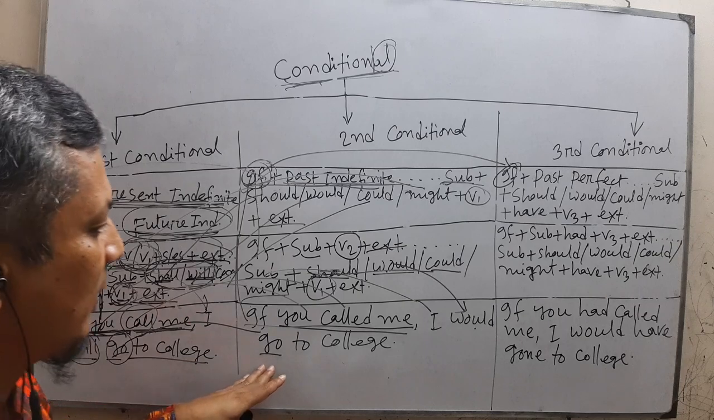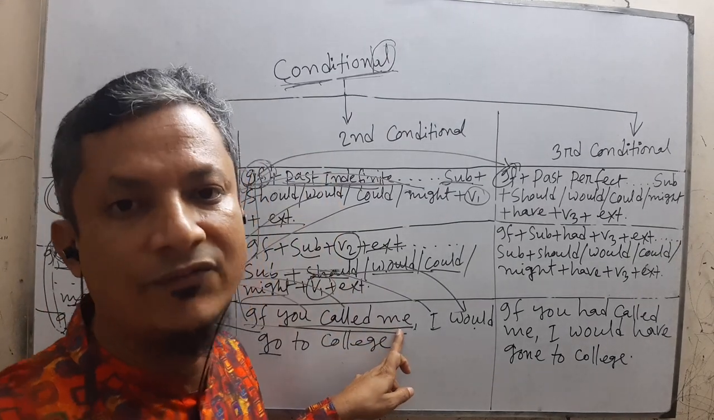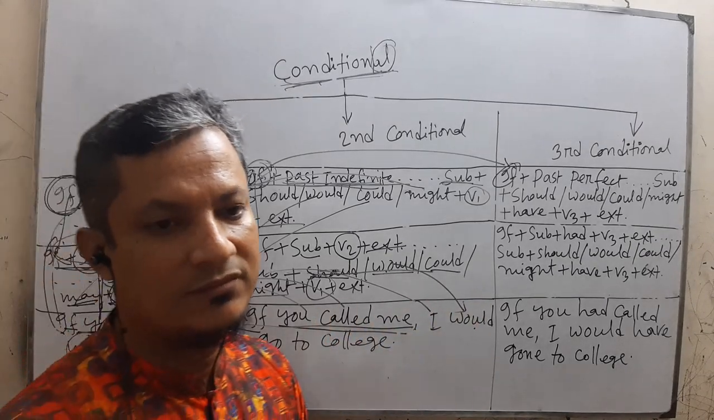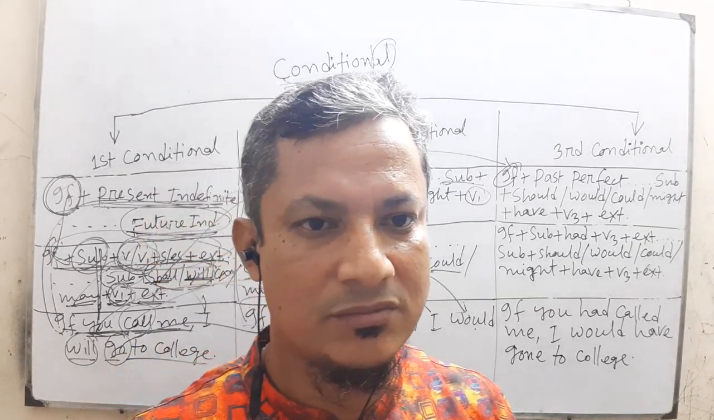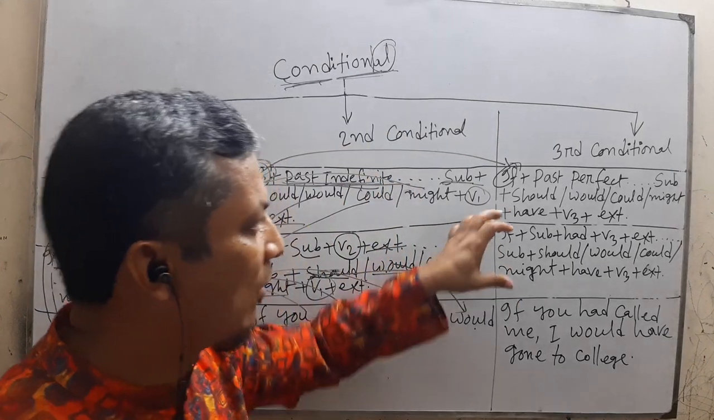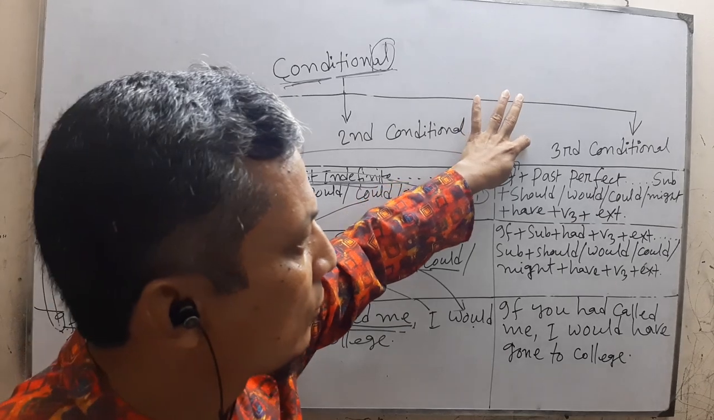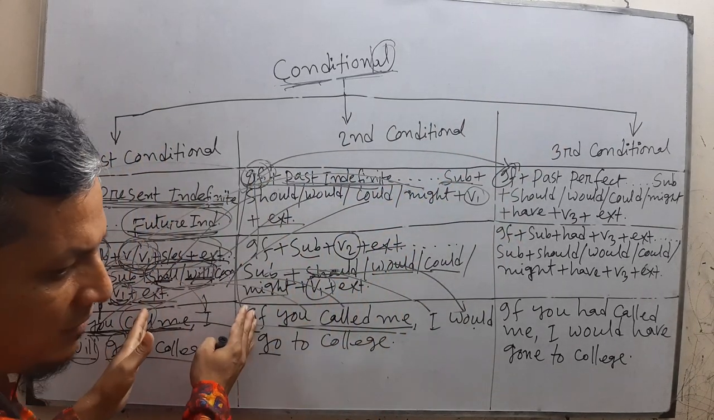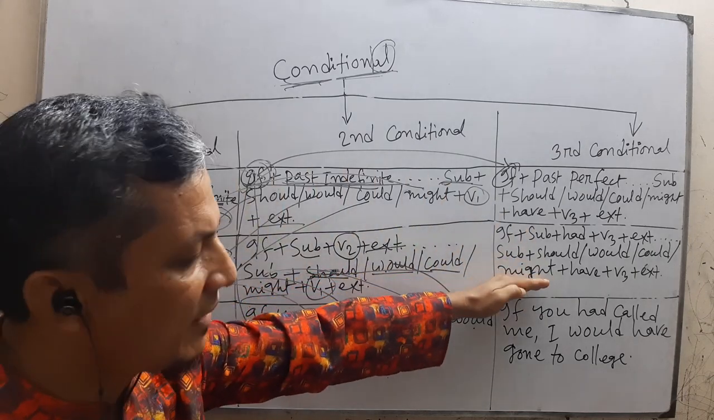So finally the example will be: if you called me, I would go to college. My dear students, am I clear to you? Have you understood? Okay, thank you my dear students. Now I will discuss third conditional with you. If you understand these two parts, that means two conditionals, it will be very easy for you.